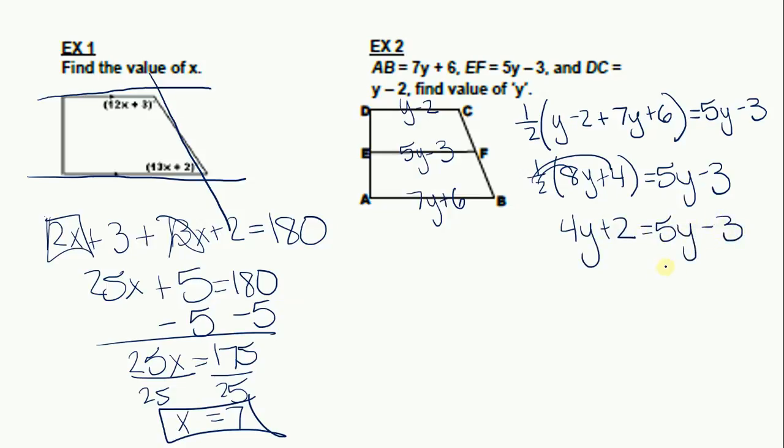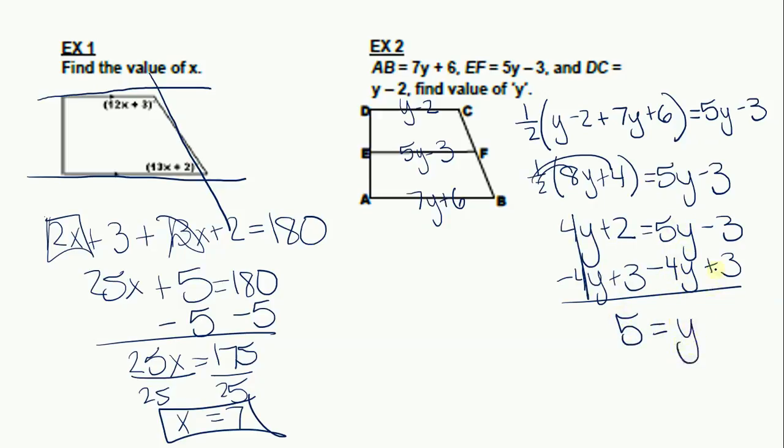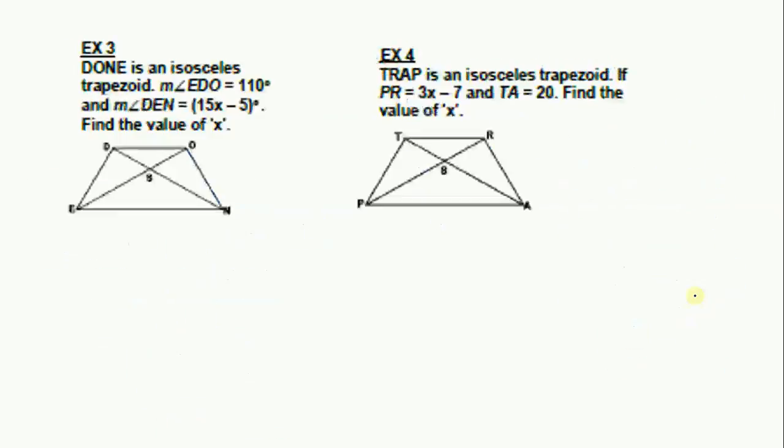Let's solve for y now. So I'm going to subtract 4y from both sides. And then I can add 3 as well. 4y minus 4y, that's gone. 2 plus 3 is 5. 5y minus 4y, that's just y, and that's gone too. So it looks like y is in fact equal to 5.